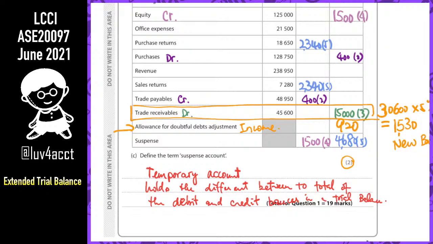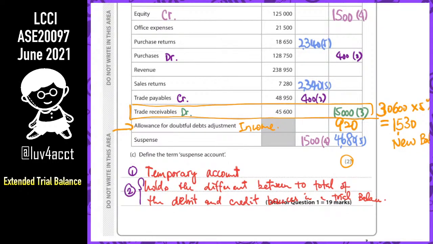If you have to explain more, then after identifying and correcting all the errors, you should be able to get 0 balance to clear the balance of the suspense account. But for 2 points, it would be fine to just say that it is, first of all, a temporary account and what the balance means. So extended trial balance, question 1, finished, 19 marks.